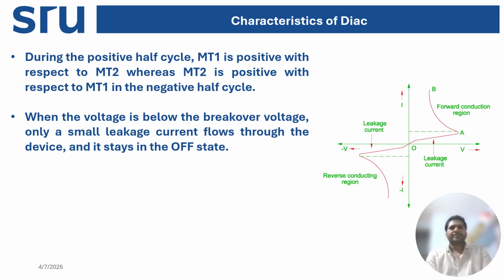So next is characteristics of DIAC. During the positive half cycle, T1 is positive with respect to T2, whereas T2 is positive with respect to T1 in the negative half cycle. When the voltage is below the breakover voltage, only a small leakage current flows through the device. It stays in off state.